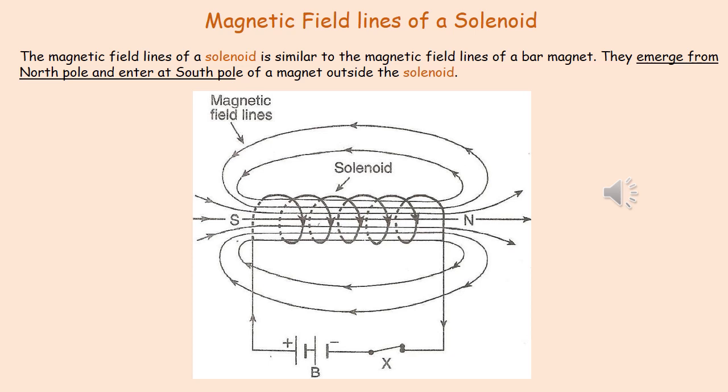Now, magnetic field lines of a solenoid. The magnetic field lines of a solenoid are similar to the magnetic field lines around a bar magnet. They always emerge from the north pole and enter at the south pole outside the solenoid. And inside the solenoid, they are parallel and uniform. This diagram you need to practice.